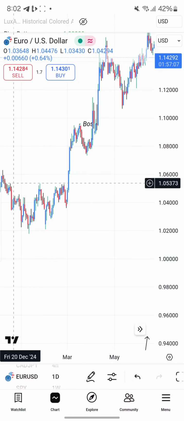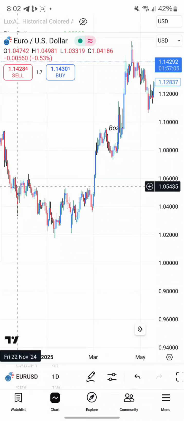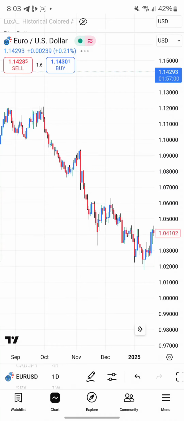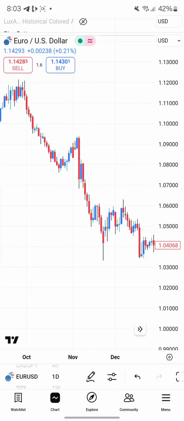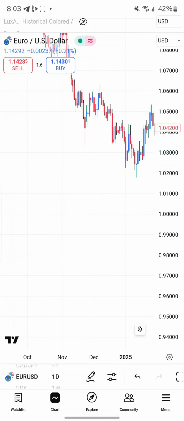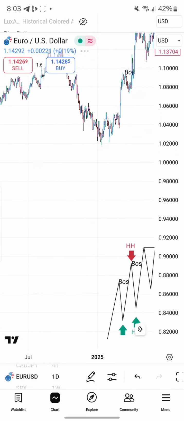So right here we also have a break of structure. We just have them. So this is for the bearish market, although it's not quite a long trend, but we have a break of structure here. So that's the idea behind market structure.